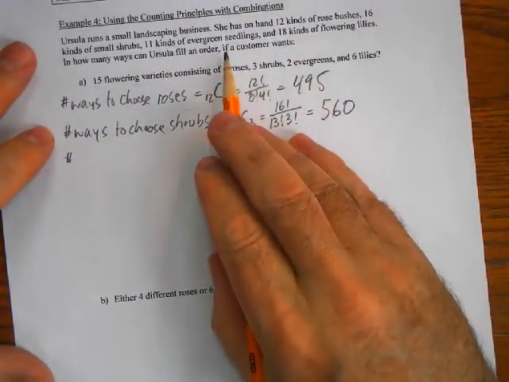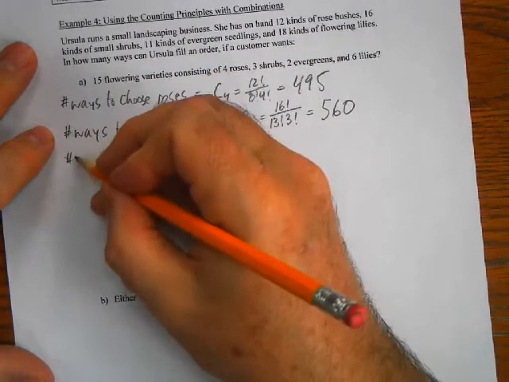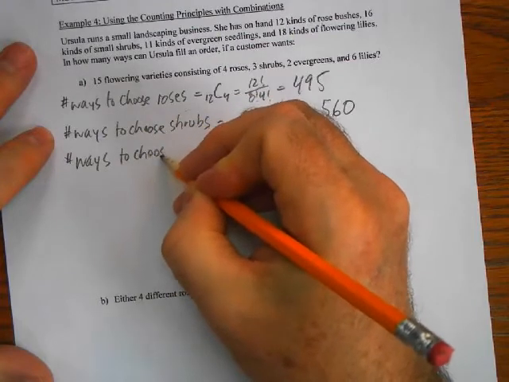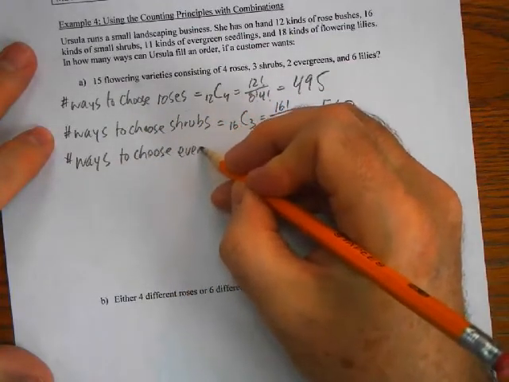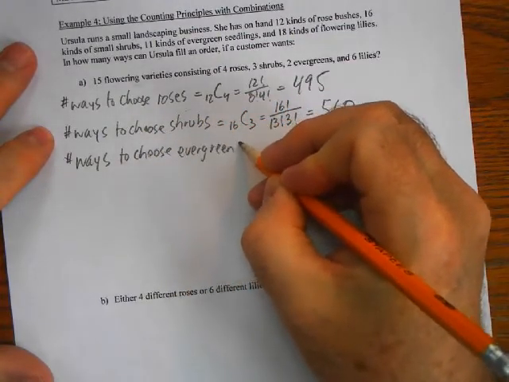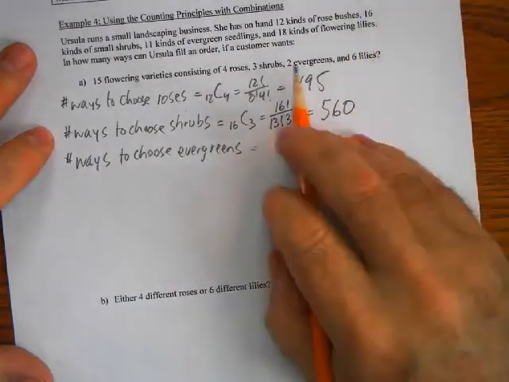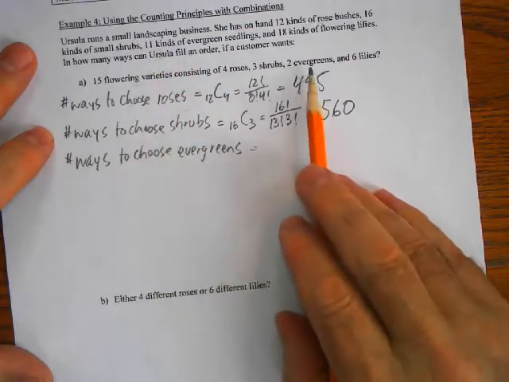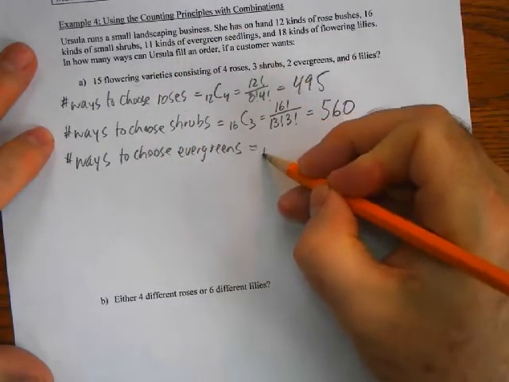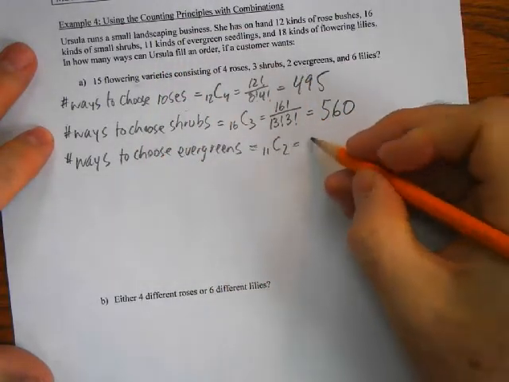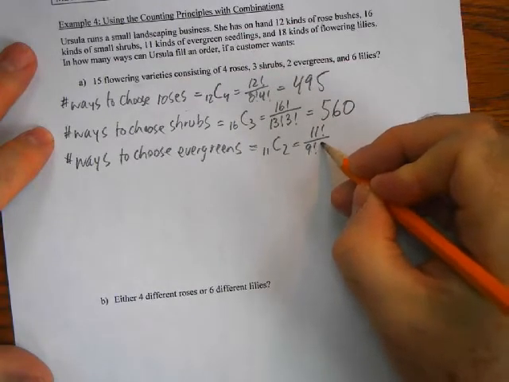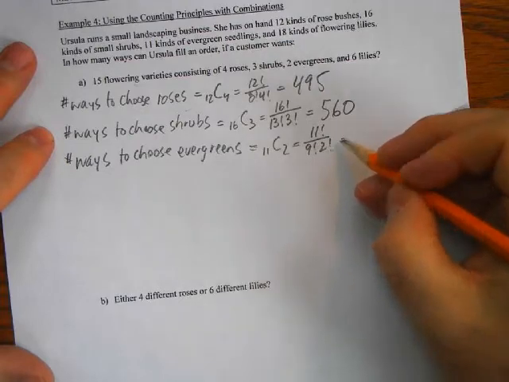That's the evergreens. So the number of ways to choose evergreens. We've got 11 kinds to choose from, and we're picking 2, so that's 11 choose 2, which is 11 factorial over 9 factorial, 2 factorial. That works out to 55.